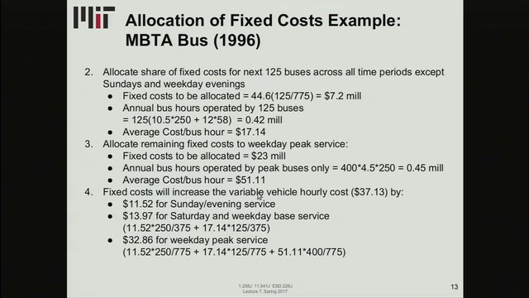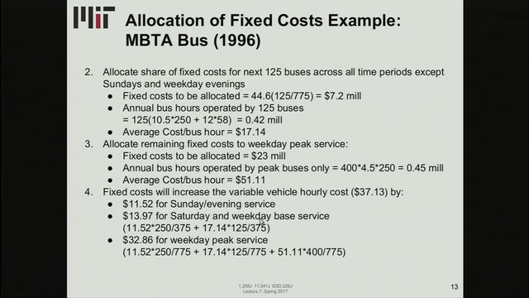So the variable vehicle cost was 37.13. We had calculated that from the previous model that you can find on page 6, and now we can adjust these costs by time period, which is what we want to do. We want to have a model that is sensitive to time periods. So for Sunday evening service, we will increase the $37.13 by $11.52.